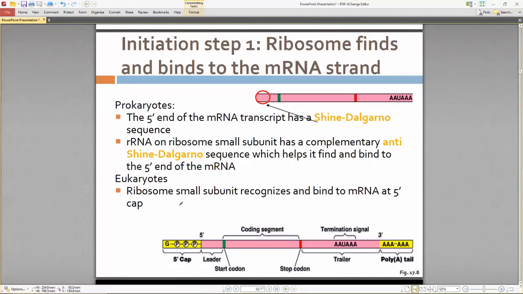In eukaryotes, the ribosome's small subunit recognizes and binds to mRNA at the 5' cap. Very different.